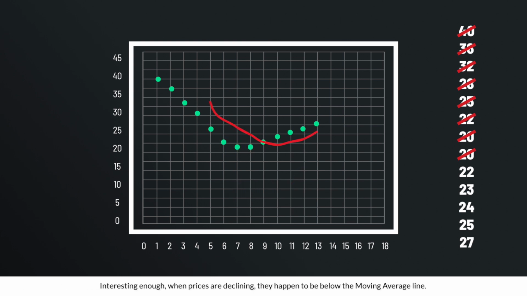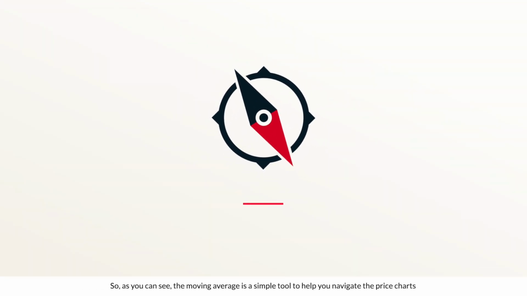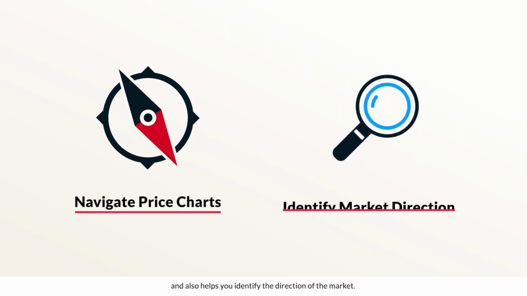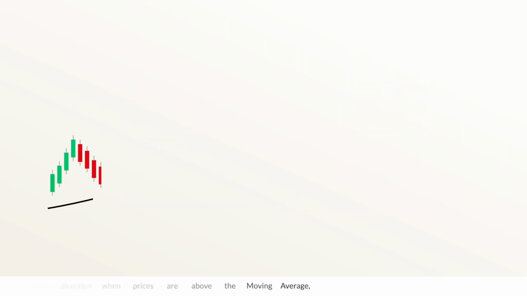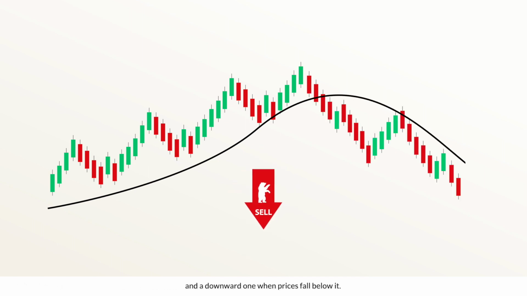Interestingly enough, when prices are declining, they happen to be below the moving average line. And when the prices rise, they move above the moving average. So, as you can see, the moving average is a simple tool to help you navigate the price charts and also helps you identify the direction of the market. There is an upward direction when prices are above the moving average, and a downward one when prices fall below it.